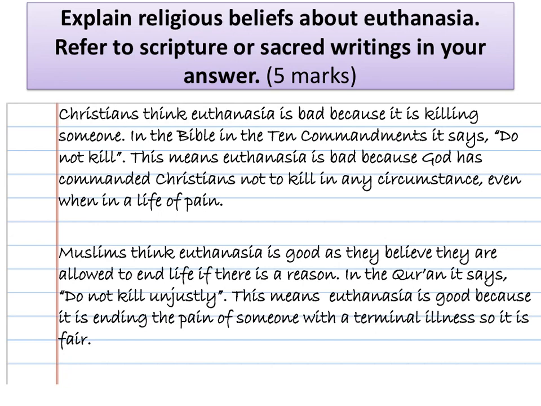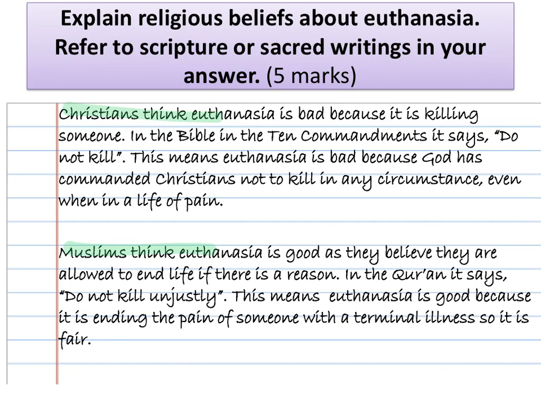In the Quran it says, "Do not kill unjustly." This means that euthanasia is good because it is ending the pain of someone with a terminal illness, so it is fair. You can see here that we've talked about 2 different religions, and we've clearly stated what the religion is before we start the argument.